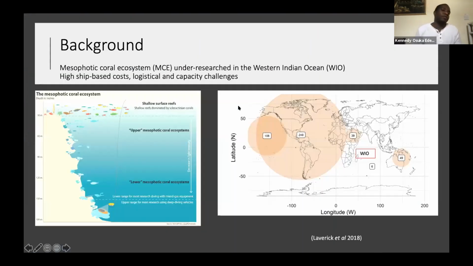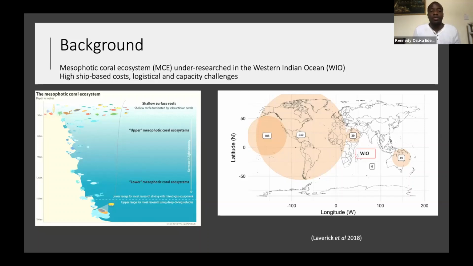So to start us off, Mesophotic coral ecosystems, which refer to ecosystems between 30 to 150 meters deep in marine environments, are some of the under-researched ecosystems in the Western Indian Ocean. And this is the Western Indian Ocean area. Based on this study by Vrije, it's clear that the number of studies done in the Western Indian Ocean is small, about 6 which have been done. So as such, there is a knowledge gap about the Mesophotic coral ecosystem in this area.